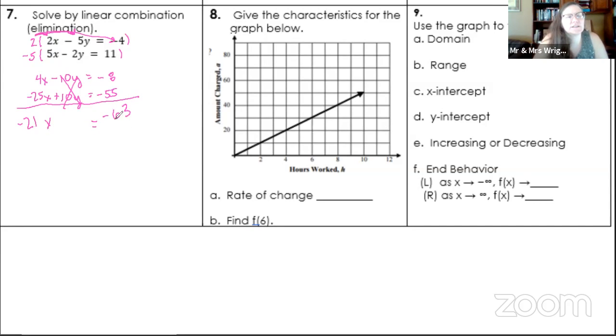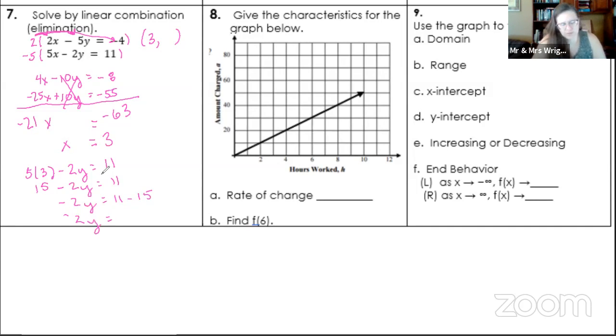Negative 21x equals negative 63. We're going to divide by negative 21. So negative 63 divided by negative 21 equals a positive 3. X equals 3. Okay, we still need to figure out what the y is. So I'm going to plug this into one of the equations, and I'm going to choose the bottom equation. 5 times 3 minus 2y equals 11. Okay, 5 times 3 is 15, minus 2y equals 11. And then I'm going to do negative 2y equals 11 minus 15.